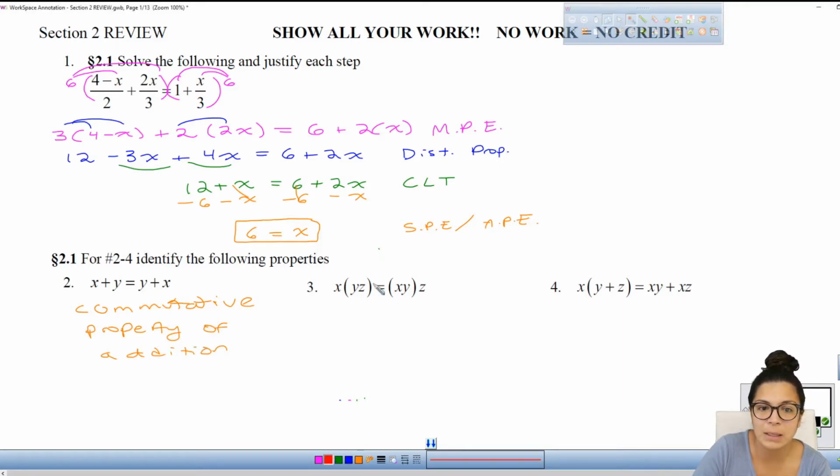Okay, next looking at this one. All right, now notice that the order of all 3 are the same, right? X, Y, Z, X, Y, Z. But the grouping has changed, so that's the associative property. And in between the grouping is multiplication. So this would be the associative property of multiplication.